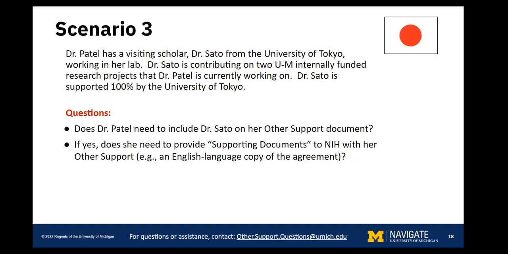So in all likelihood, Dr. Patel would not need to include supporting documents for Dr. Sato unless somehow Dr. Sato's presence in Dr. Patel's lab were the result of a term in some sort of agreement that Dr. Patel has with the University of Tokyo. So if Dr. Patel has, let's say, an honorary appointment with the University of Tokyo, and as part of that agreement, even though she's not being paid, they say, oh, and we're going to send this fabulous researcher, Dr. Sato, to work in your lab for 6 months. Even though it's an honorary appointment, it's a term of that appointment. And in that case, yes, it would need to be included as a supporting document.